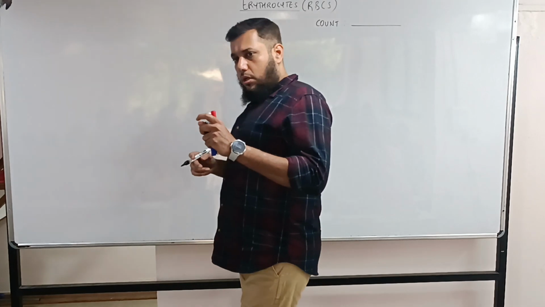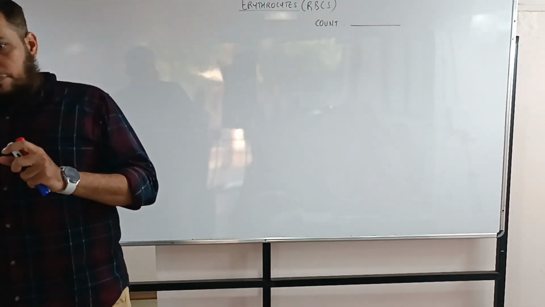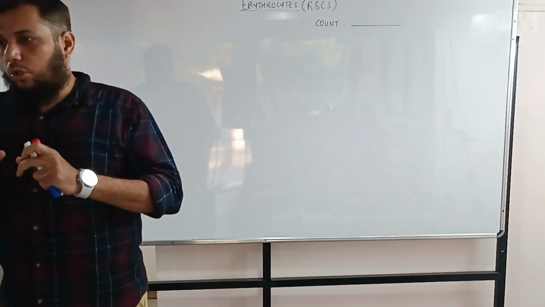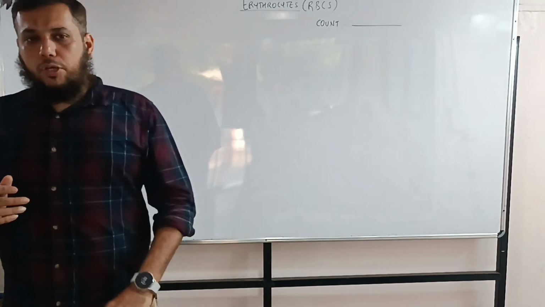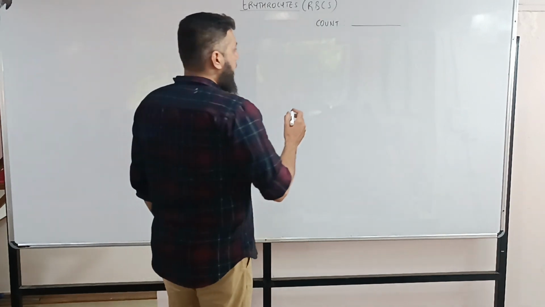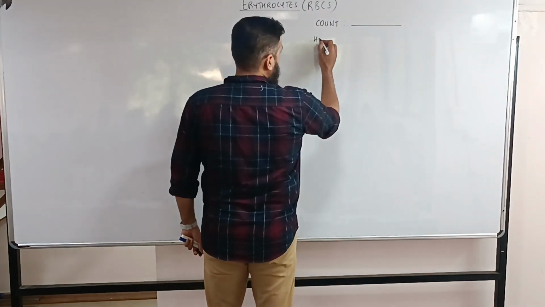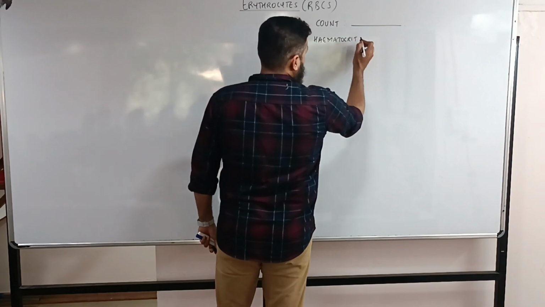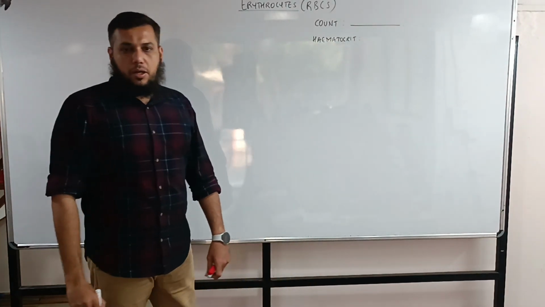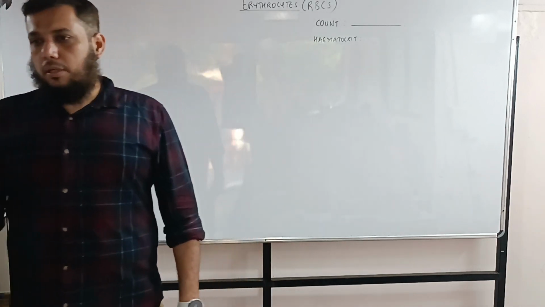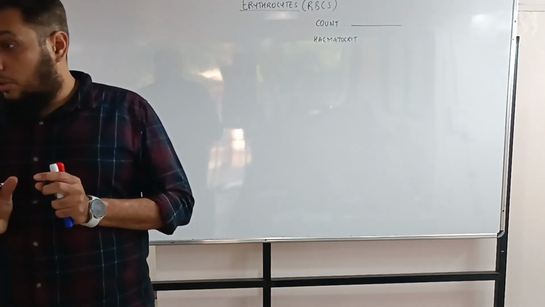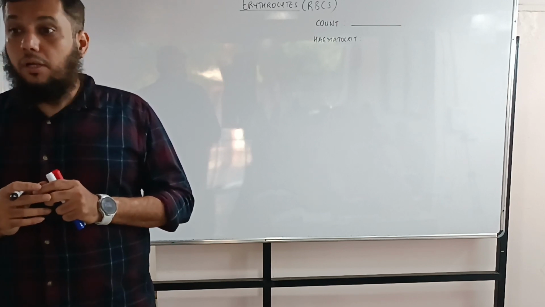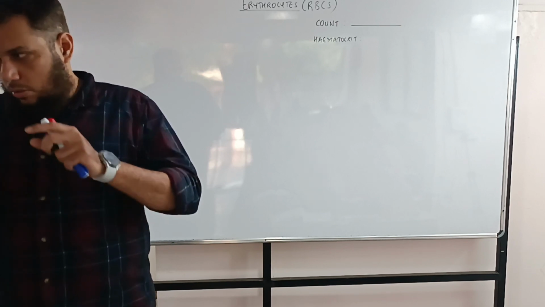The percentage of RBCs which is occupied in the total blood volume is called as the hematocrit value of blood. So what is the hematocrit value? It is the total percentage of RBCs that is occupied in the blood volume.